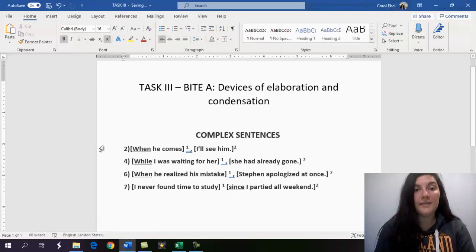In exercises 2, 4, and 6, the dependent clause is used to introduce the sentence. In those cases, we will apply a comma after the dependent clause. But if the dependent clause follows the independent clause within the sentence, then no comma is required, as in exercise 7.